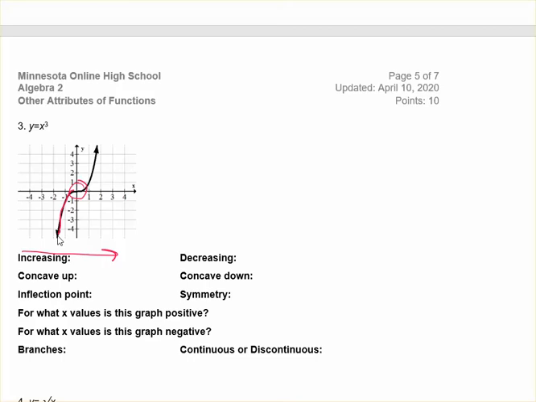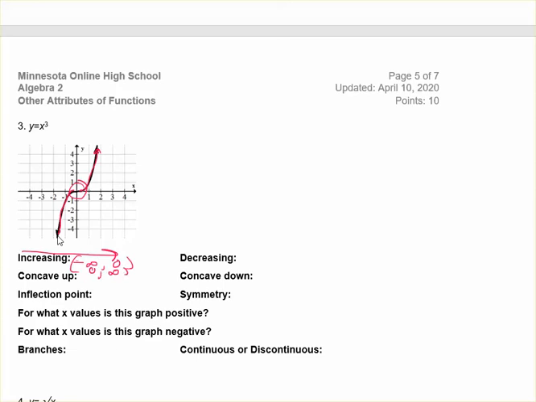So I'm going to say that it's increasing from x is negative infinity to, I guess, 0. And it's not decreasing anywhere, is it? But let's go back to the increasing. Then it's going to start increasing again right after 0. But I think at 0, it's not doing either of those things.